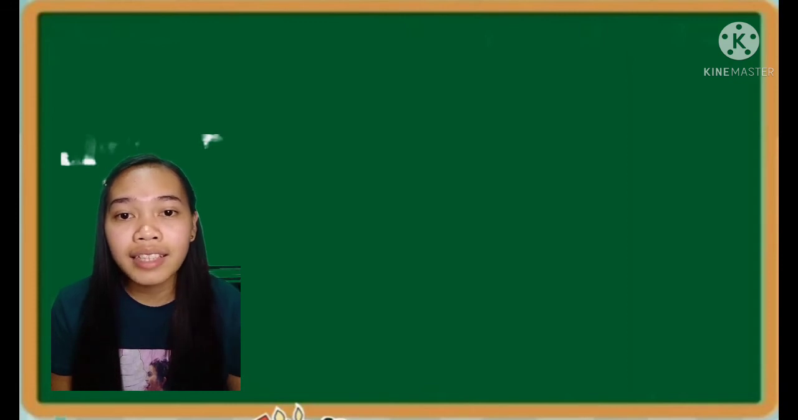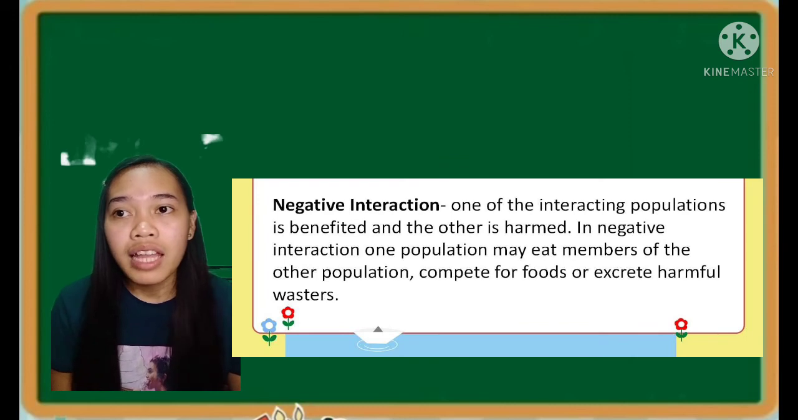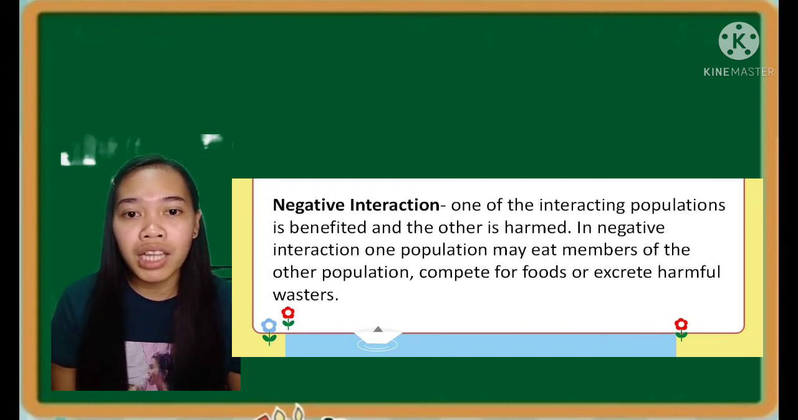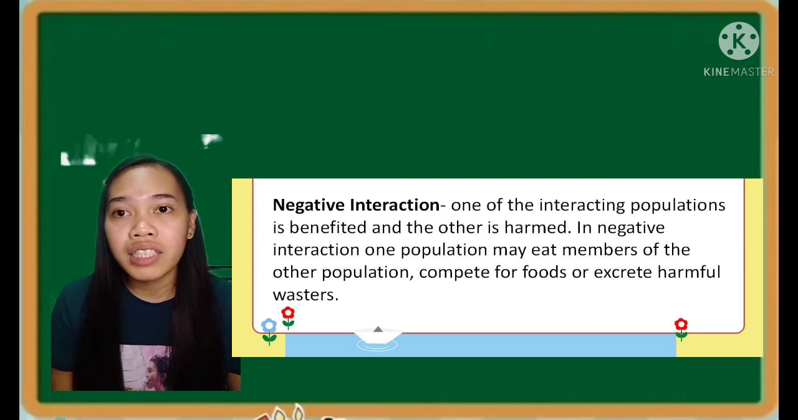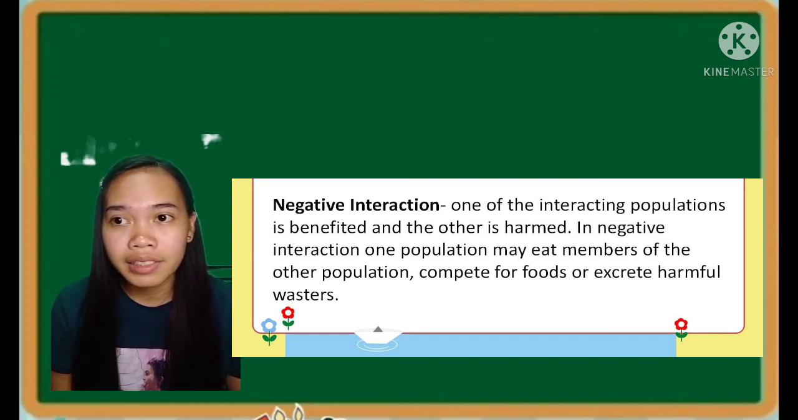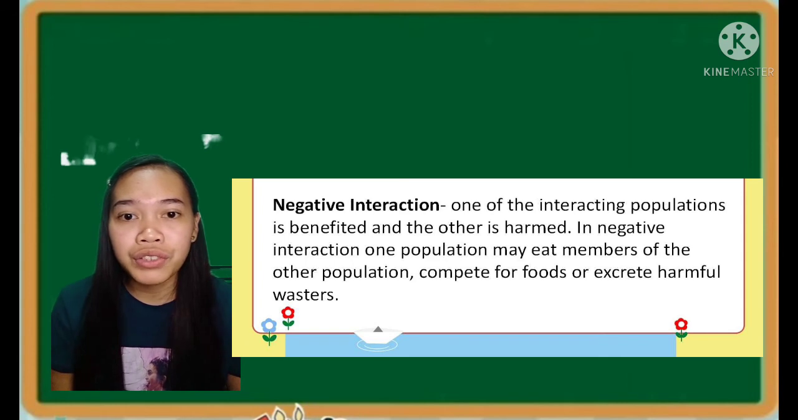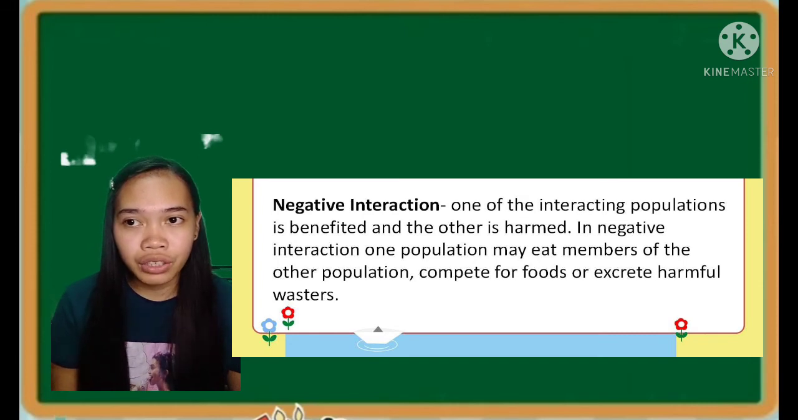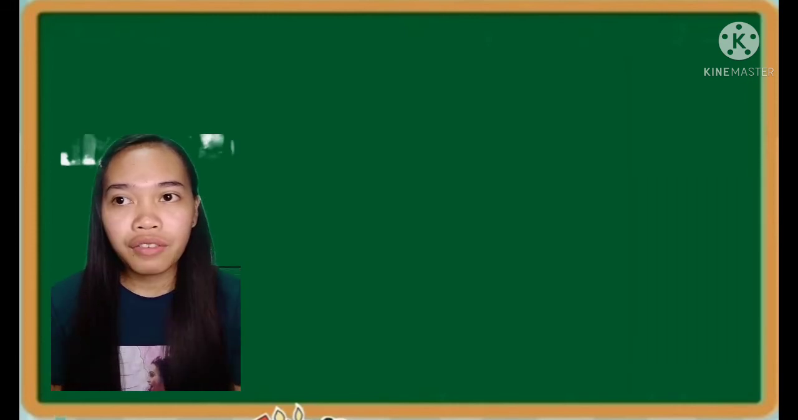Next, let's know the negative biological interactions in the ecosystem. In negative interactions, one of the interacting populations is benefited and the other is harmed. In negative interaction, one population may eat members of the other population, compete for foods, or excrete harmful wastes. There are different types of negative population interactions.